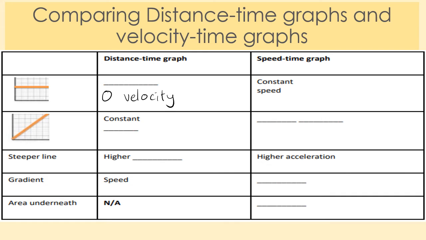Looking at this next one, our line is going up at a constant rate, so we have a constant velocity. We are going at a steady velocity. We're not changing it. That's why it is a straight line. If we saw that on a velocity time graph, we would say that that is a constant acceleration.